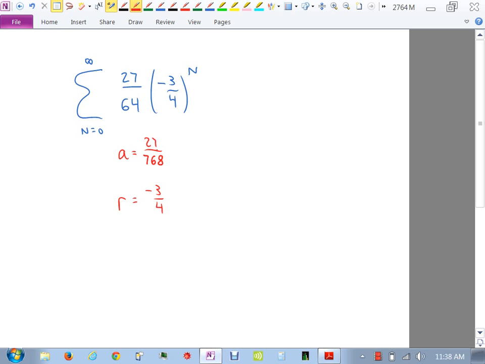768. So the sum should be A, 27 over 768 over 1 minus, now be careful here, 1 minus, so it's actually going to become plus because negative 3/4. Got it? And then figure out that. I'm not going to.